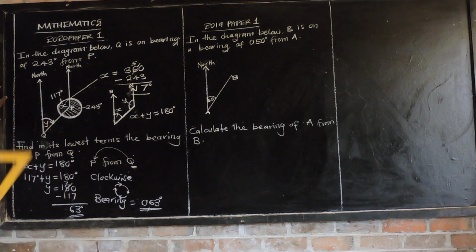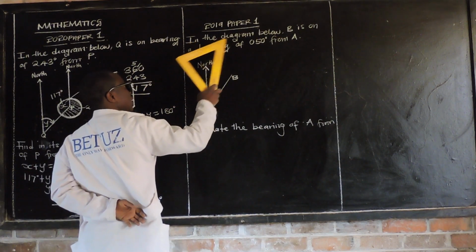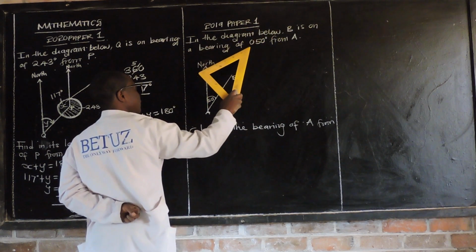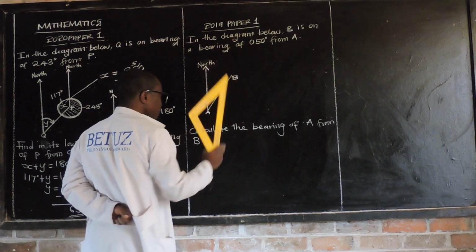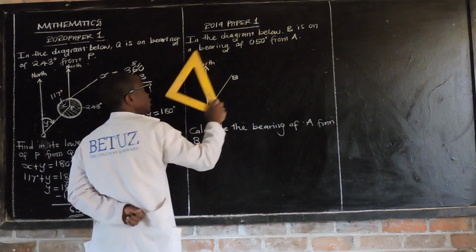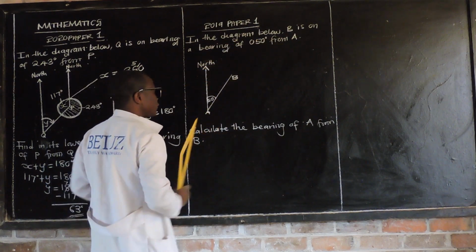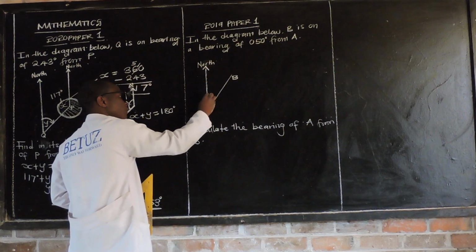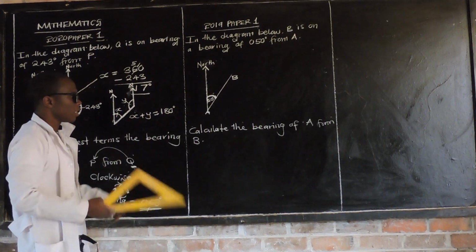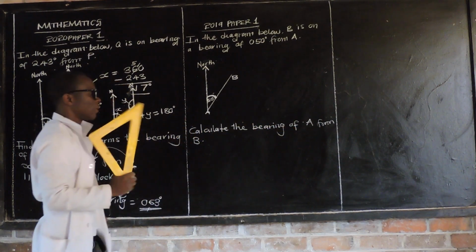Now let us look at 2019 paper 1. It says, in the diagram below, B is on a bearing of 50 degrees. Look, this 50 has been written in 3 figures. That's the standard. They are saying B is on a bearing of 050 degrees from A, from the north of A. Then we are asked to calculate the bearing of A from B.